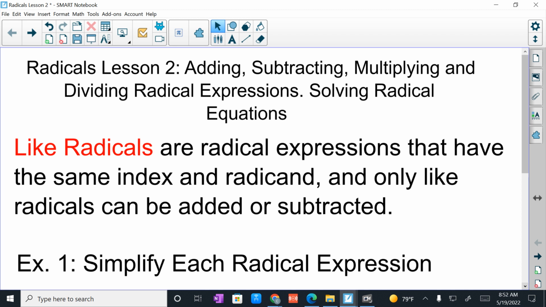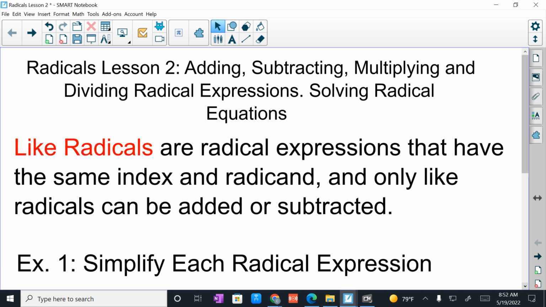So let's talk about radicals. We've been talking about radicals a lot. We already know how to simplify them, how to rationalize them, and the difference between an even root and an odd root. Let's talk now today about adding, subtracting, multiplying, dividing them, and solving them. That's a lot, I know, but we're going to destroy it.